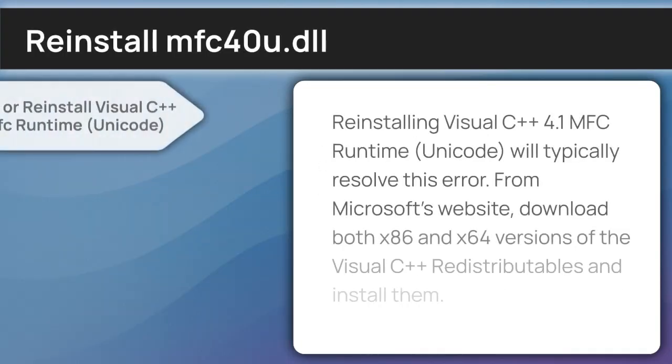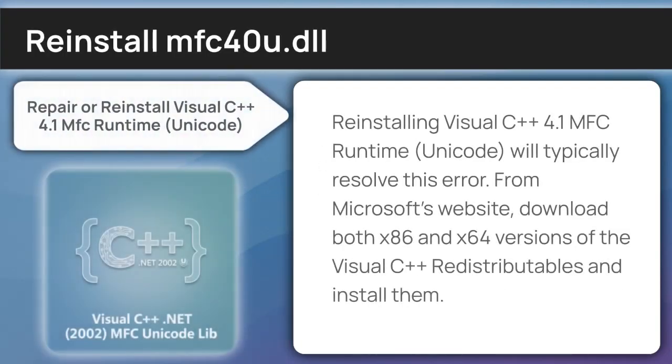Reinstalling Visual C++ 4.1 MFC Runtime Unicode will typically resolve this error. From Microsoft's website, download both x86 and x64 versions of the Visual C++ redistributables and install them.